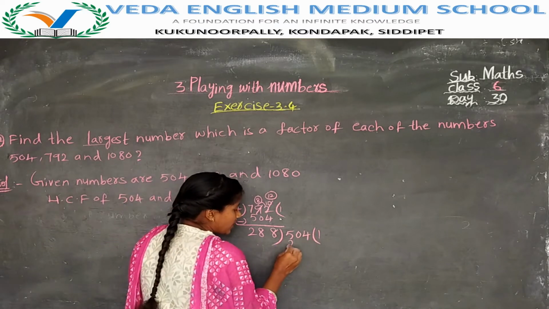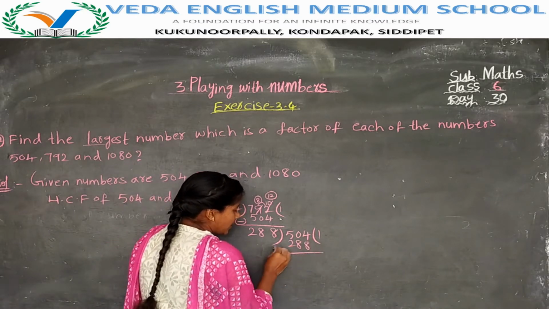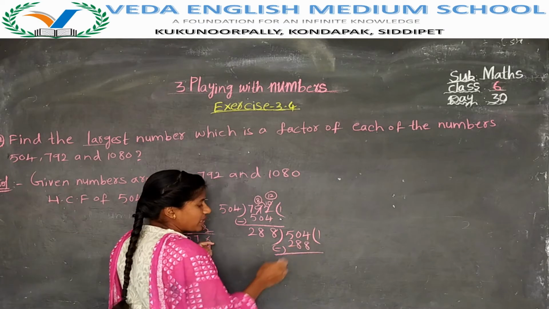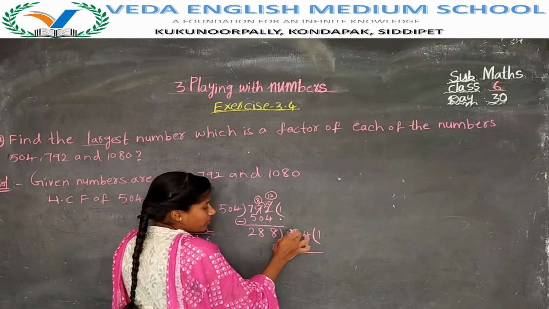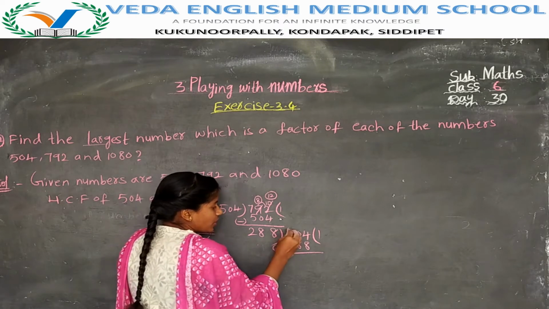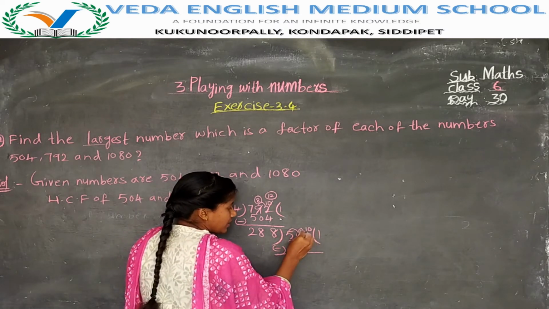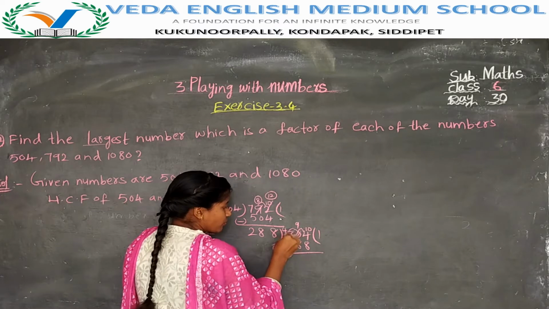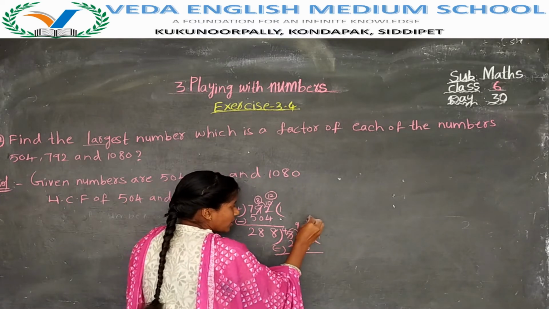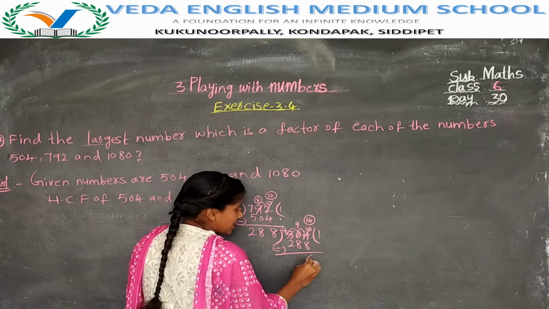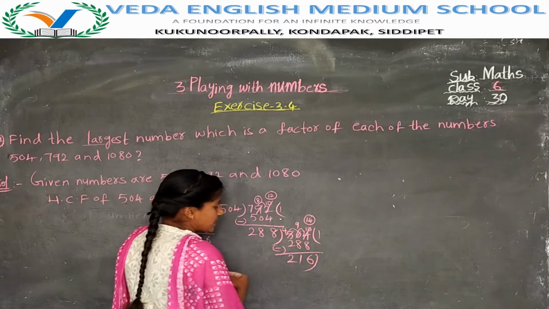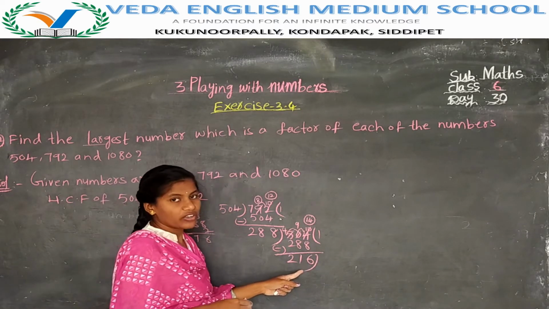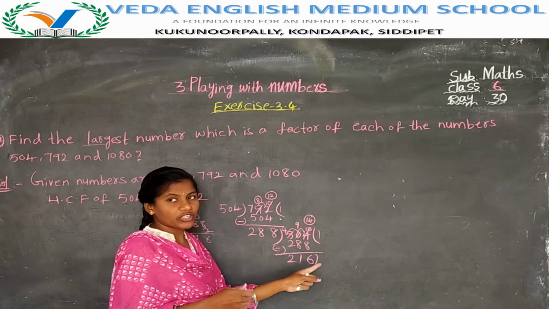So 288 ones are 288. Now is 4 minus 8 possible? No. Then what do you have to do? You have to take borrow from the next number. But the next number is 0. So you have to take borrow from 5. Then here 9, 5 becomes 4. 10 plus 4, it is total 14. 14 minus 8 is 6. 9 minus 8 is 1. 4 minus 2 is 2. 216. Did you get the remainder 0 here? No. Now again we have to continue this process.